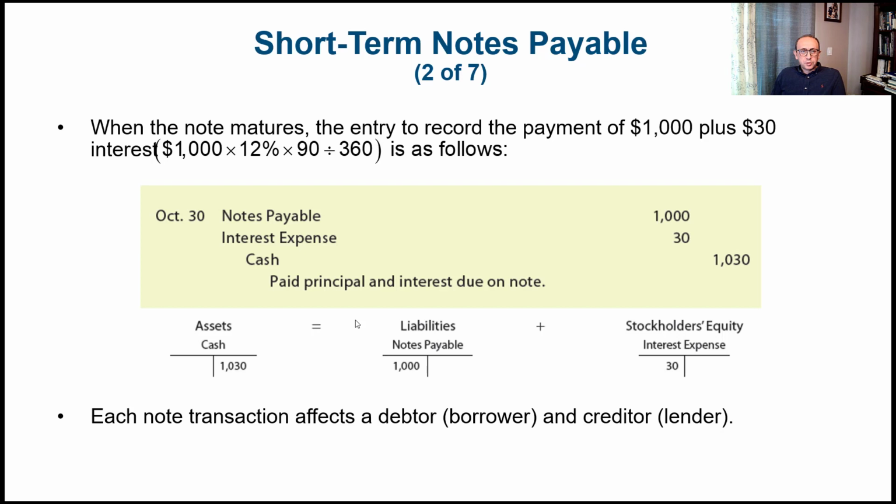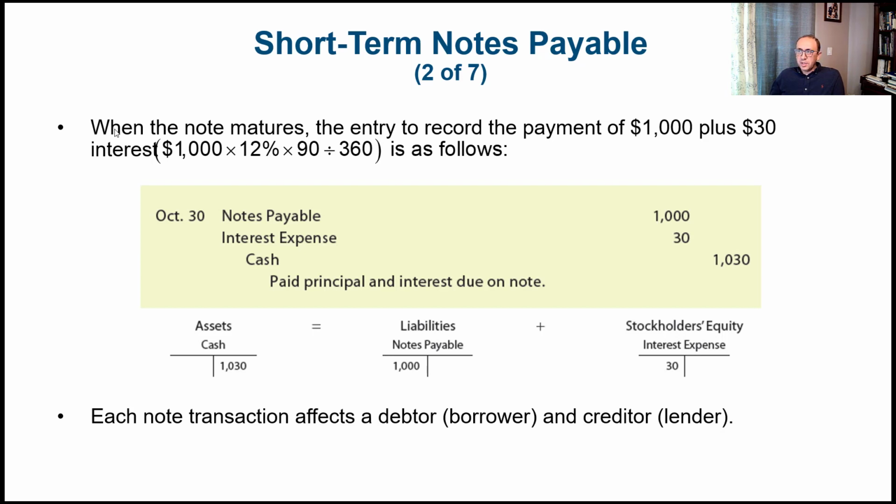So when the note matures, the entry to record the payment of the $1,000 plus the $30 interest, which is calculated as the $1,000 value of the note multiplied by 12%. And remember, the 12% is always an annual rate, even if the note is written for 90 days, as in this case, or 3 months. The interest rate still applies to the entire year.